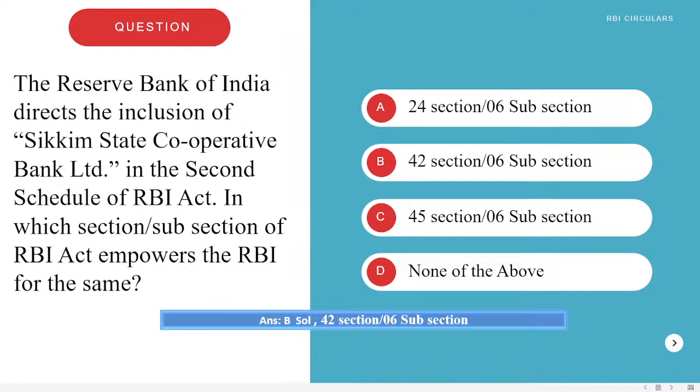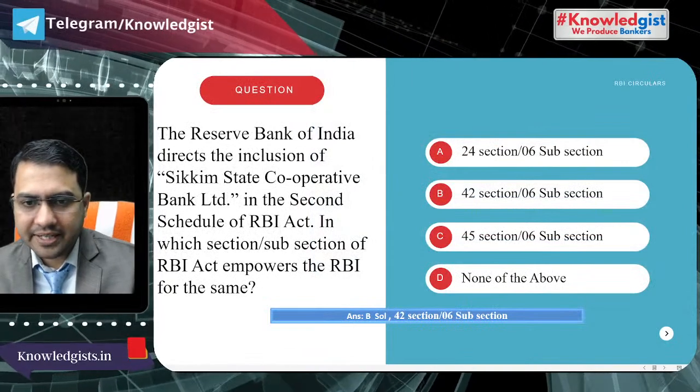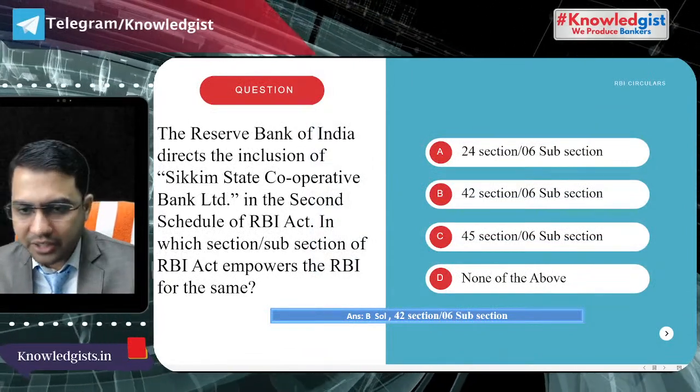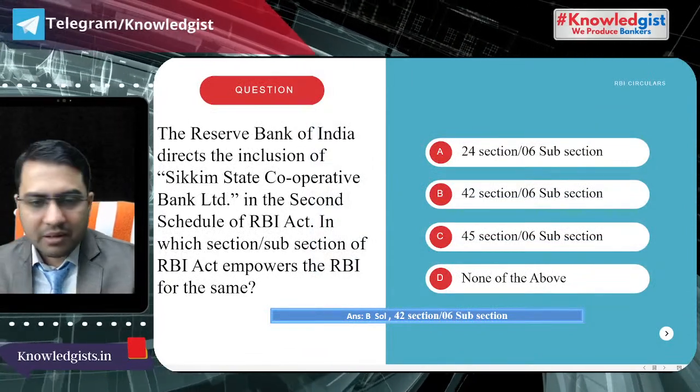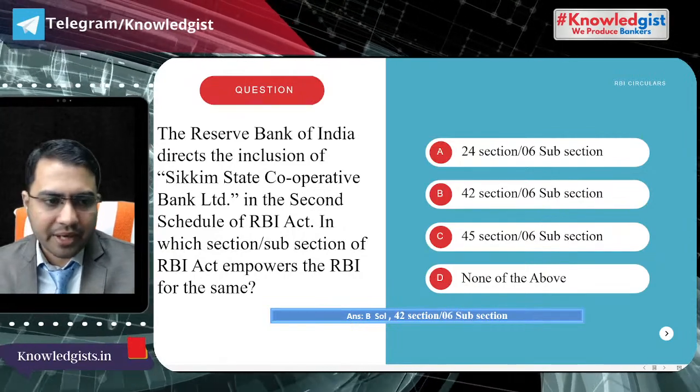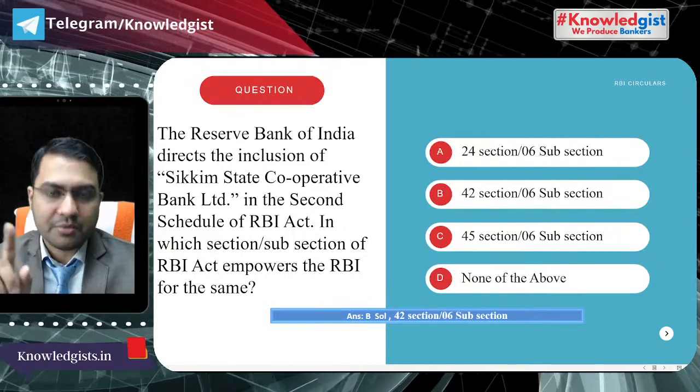Section 24, subsection 6. Okay, section 24, subsection 6. Right? Not Dibu, it's not 45, it's B. Sorry, section 42 and subsection 6. Section 42, subsection 6. Right? It is option number B. 42(6), 42(6) in bracket. Whenever something is in bracket, it is called a subsection.